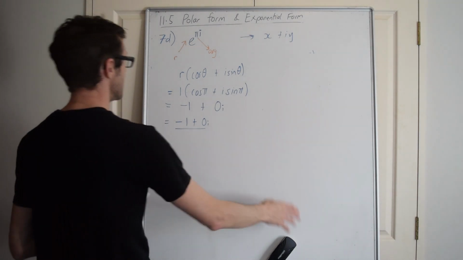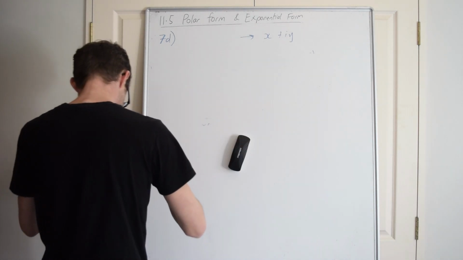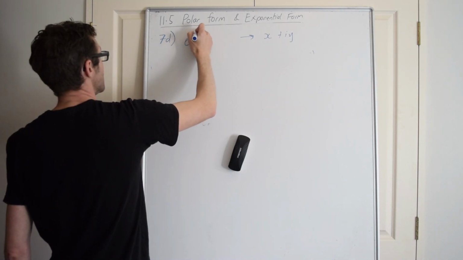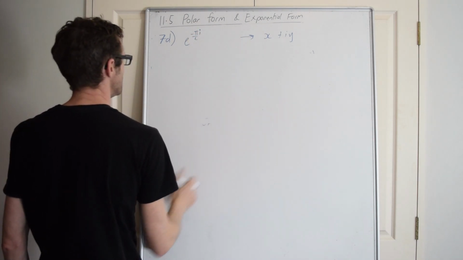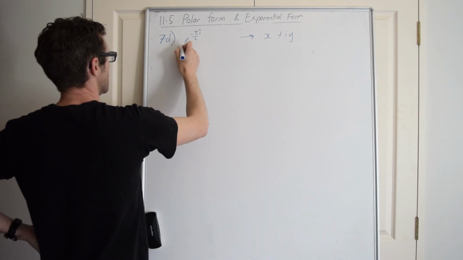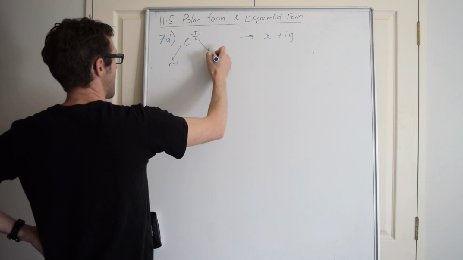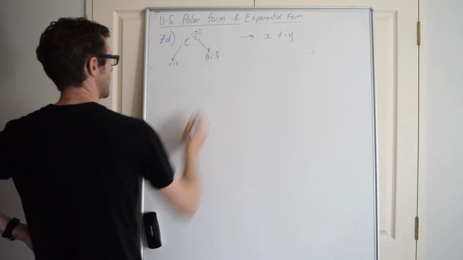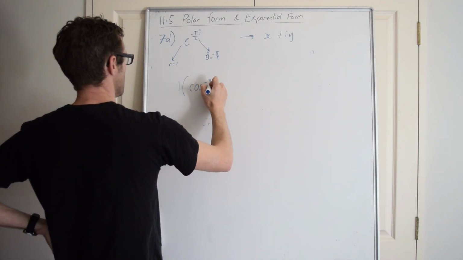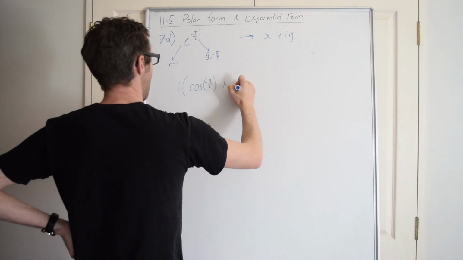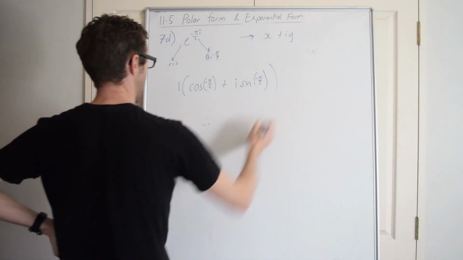Alright, we're going to try another one of these. This time we are trying 7b. For 7b, I have got e to the power of negative pi i over 2. Same deal again. r is 1, and this is theta, this is my argument. So I'm going to go 1 into cosine negative pi over 2 plus i into sine negative pi over 2, and there we go.